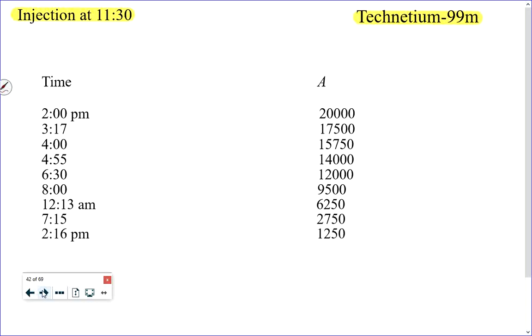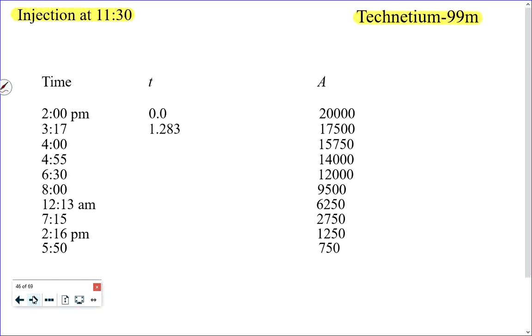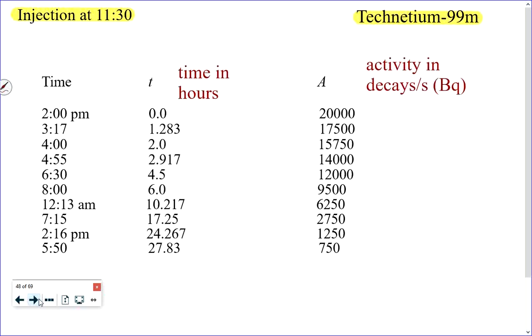I compiled a list of data here with my Geiger counter. I got up in the morning, 7:15, read it. The next day, I just thought, well, I'll do one more. And then over 24 hours later, it was 7:50. If I want to investigate the relationship between these activities and times, I need times. I don't mean clock times, I mean hours and minutes. So from 2 o'clock to 3:17 turns out to be 1.283 hours. So I've converted these time differences into hours. And what I have is time in hours and activity in decays per second, which is called a becquerel.